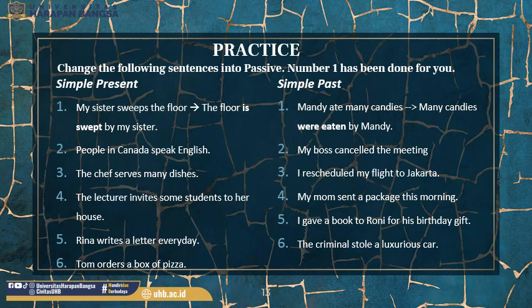Maka to be yang dipakai yaitu was atau were. Karena subjeknya jamak, maka be yang kita pakai adalah were. Kemudian kita ubah kata kerjanya menjadi past participle. Ada ate ya, berarti itu dari bentuk base form eat. Ingat, eat, ate, eaten. Verb 3 atau past participle-nya adalah eaten, maka kalimat pasifnya menjadi many candies were eaten by Mandy. That's it. Please do the rest, number 2 up to 6 for simple present and simple past.